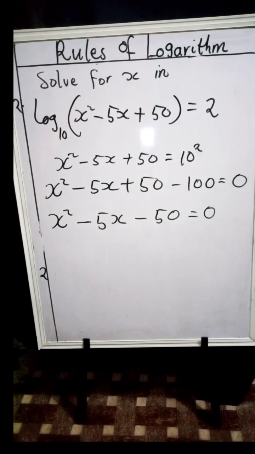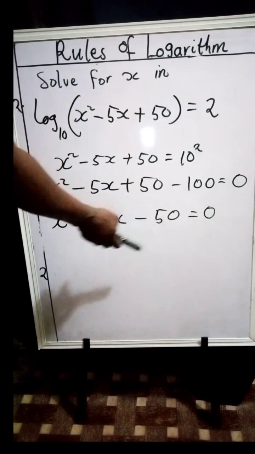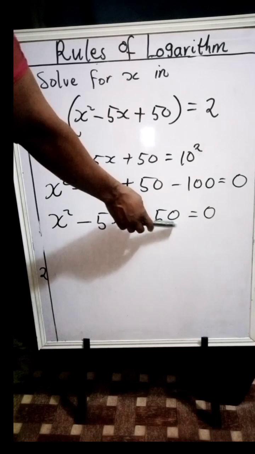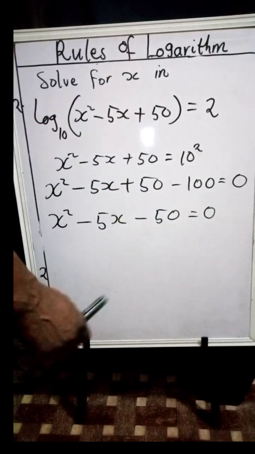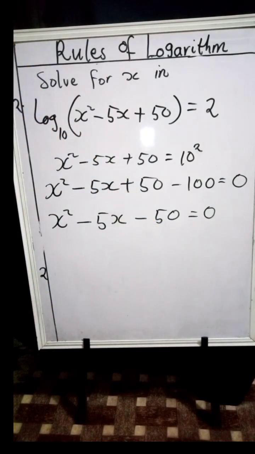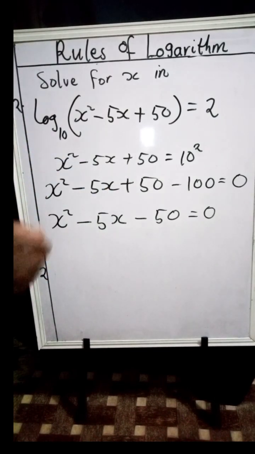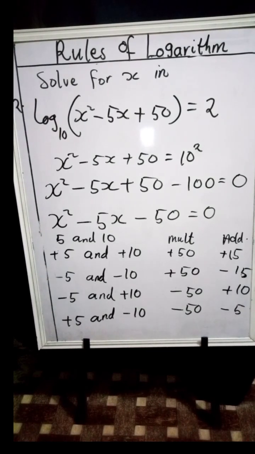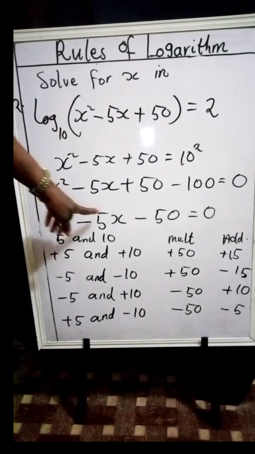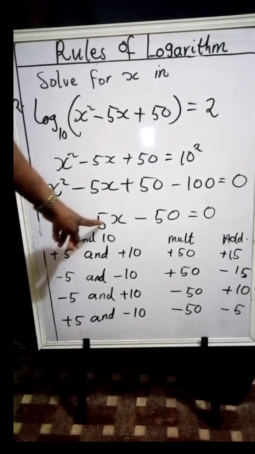The next step is to find two numbers that, when we multiply them, we get negative 50, but when we add them together, we get negative 5. The two numbers should be 5 and 10, because 5 multiplied by 10 will give us 50. But the sign is what we need to consider, because we have negative 50 and negative 5.